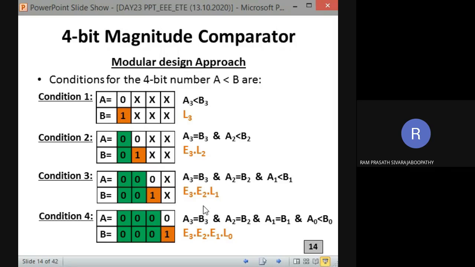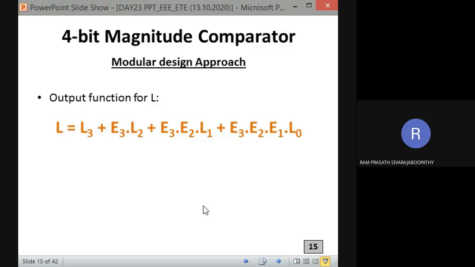What about the expression for L now? R operation. Very good. So this is the thing. L3 plus E3, L2 plus E3, E2, L1 plus E3, E2, E1, L0. Fine. So the final circuit we will discuss.